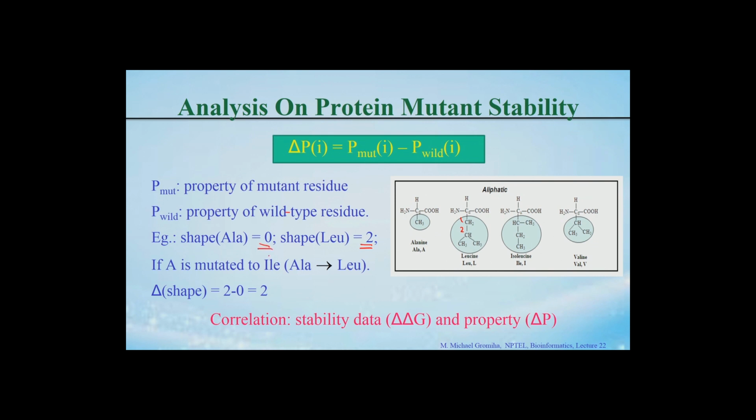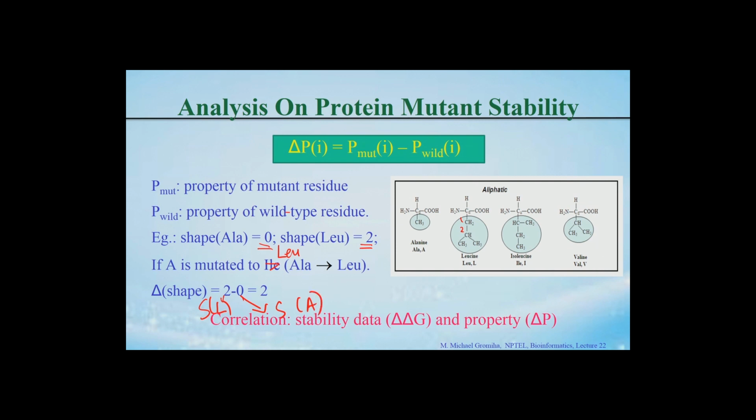If alanine is mutated to leucine, then delta shape equals the shape of leucine, which is 2, minus the shape of alanine, which is 0, so this is equal to 2. This is the shape of leucine, this is the shape of alanine. So when you subtract, you get the value 2.